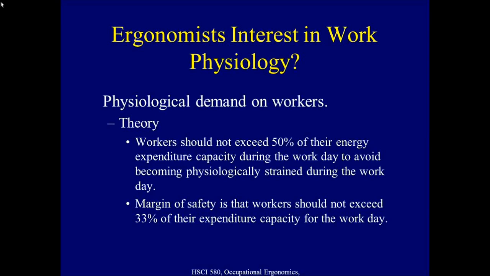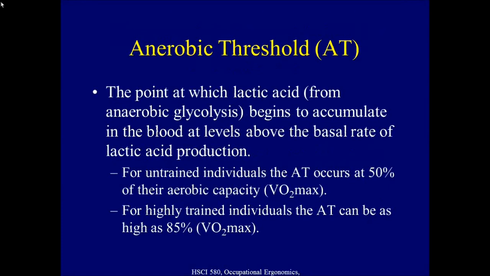The ergonomist's interest in work physiology really looks at the demands on workers. The theory is that workers should not exceed 50% of their energy expenditure capacity during the workday to avoid becoming physiologically strained during the workday. However, for a margin of safety, the worker should not exceed 33% of their expenditure capacity for the workday. So this is the safety factor that goes into play, and whenever people are asked about this, the answer is 33%, not 50%, just to give you that margin of error for those people that may not be physically fit and so on. How do you do this to be assured of that? We'll get into that in a little bit, but part of it's heart rate monitoring, heart rate recovery, and so on.